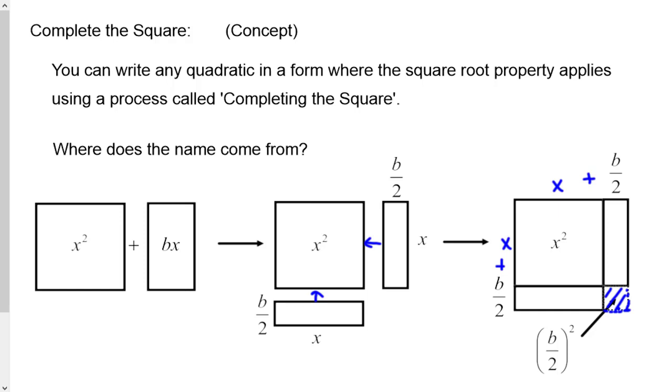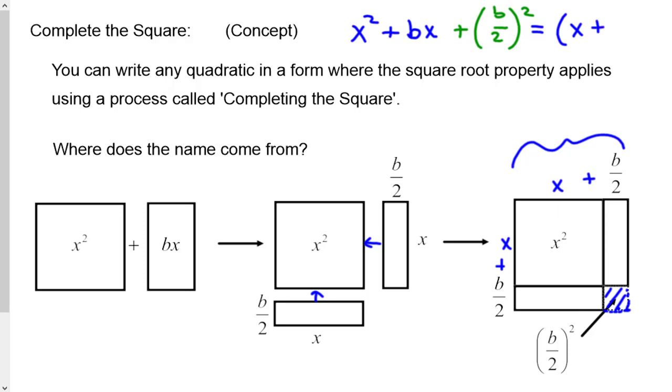So this process has shown me that if I take x squared plus b times x, and I add to it b divided by 2 quantity squared, then it will factor. I know that it's going to factor because this is a square where one side dimension is x plus b over 2, and the other side dimension is x plus b over 2. So it'll factor into that squared. That's kind of all the images of what's going on.